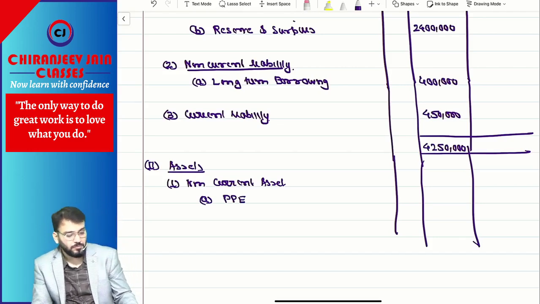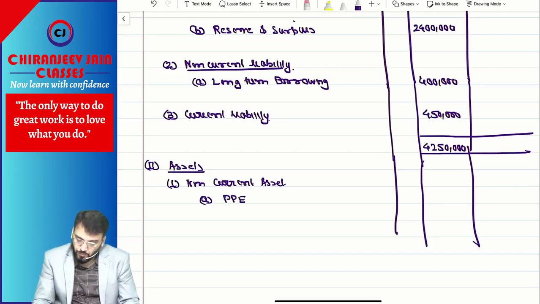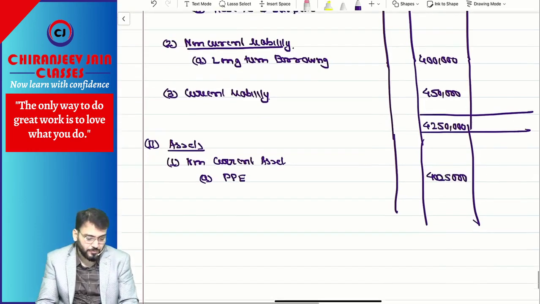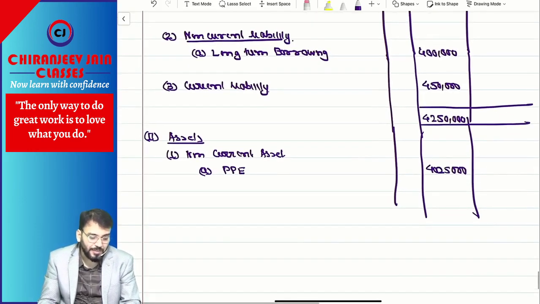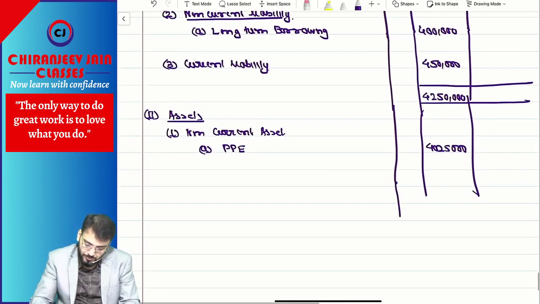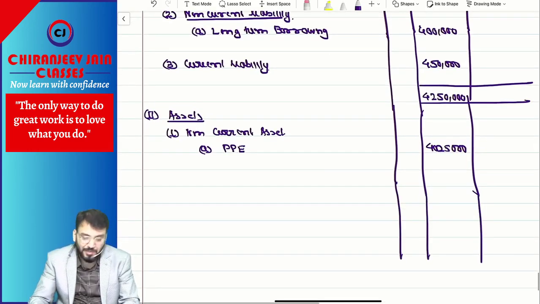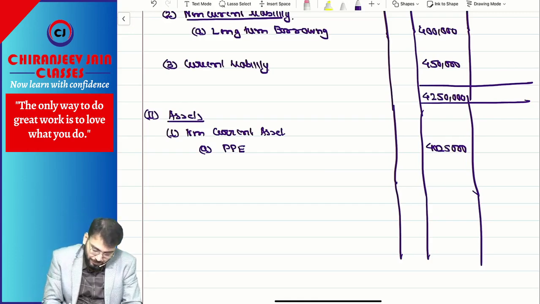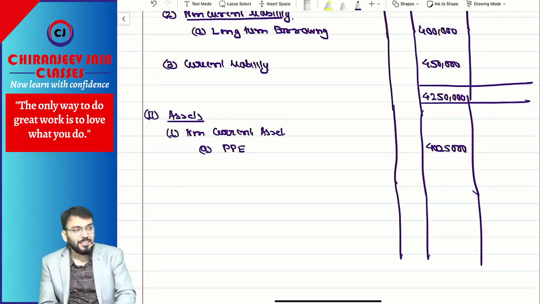How much? 40 lakh. 25,000. Then we have investment will come. Investment will come. Investment will not come. Then point number 2. Leave always one space, because any difference will be goodwill or capital reserve.